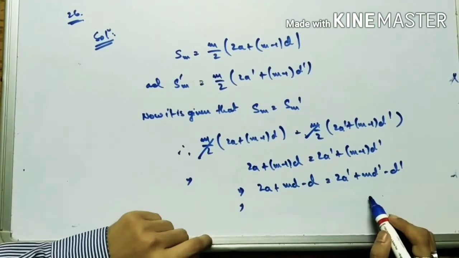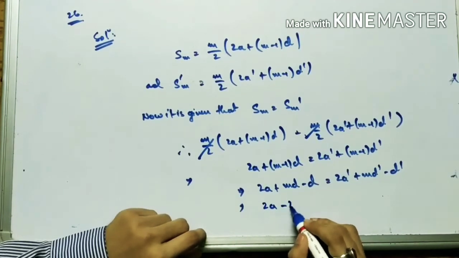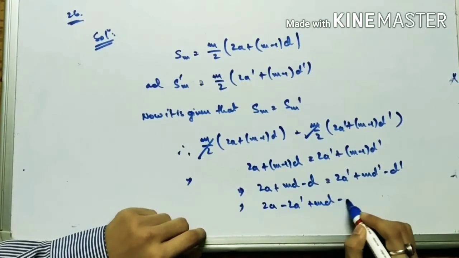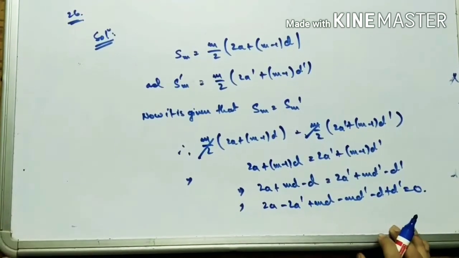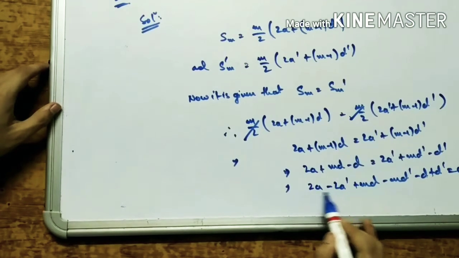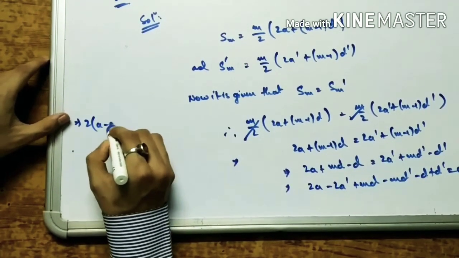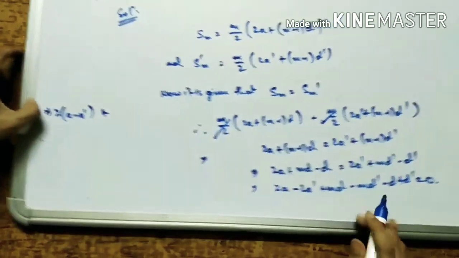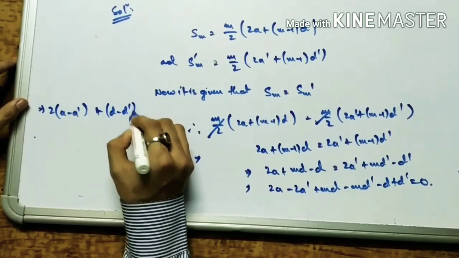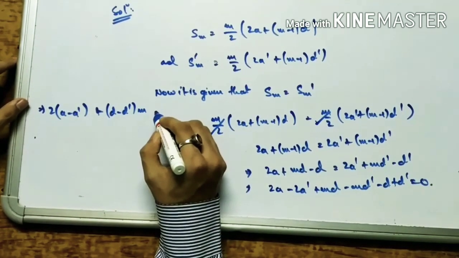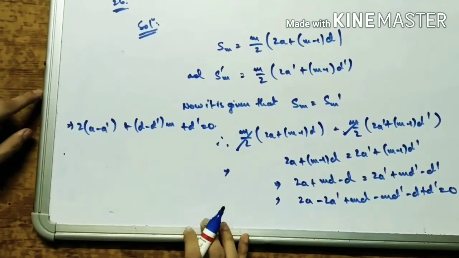So in here, let me bring everything to the left-hand side. 2A minus 2A dash plus MD minus MD dash minus D plus D dash is equal to 0, I will get. So now from here if I take 2 common, I will get 2 into (A minus A dash), and from here if I take M common, I will get (D minus D dash) M plus D dash is equal to 0. This one I will get.